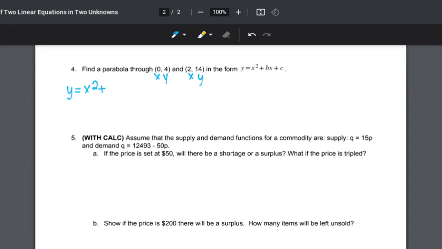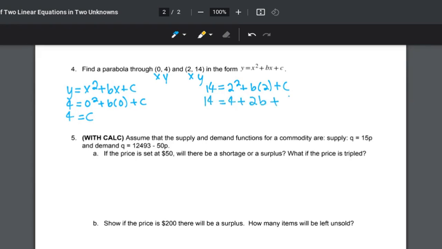So in the y equals x squared plus bx plus c, I'm going to change y to be 4. And then x squared is 0 squared plus b times 0 plus c. And conveniently for this one, the zeros cancel out, so you're just left with 4 equals c. Then we're going to go to the equation again, and this time we're going to substitute in 2 and 14. So 2 squared plus b times 2 plus c, and that should be equal to 14. So if we simplify that a little bit, we get 14 equals 4 plus 2b plus c.